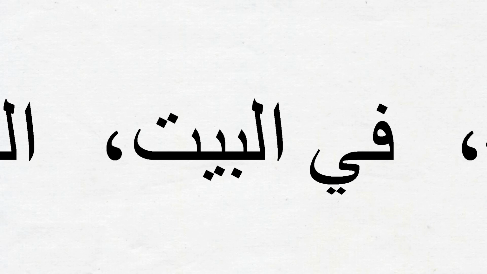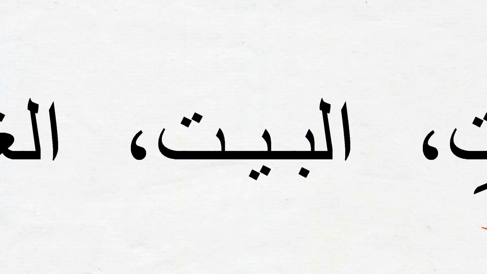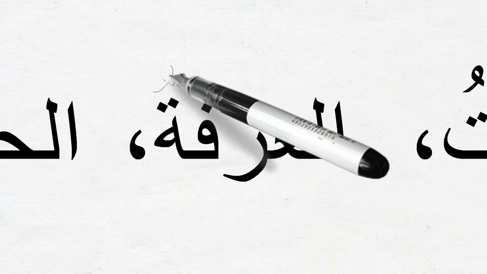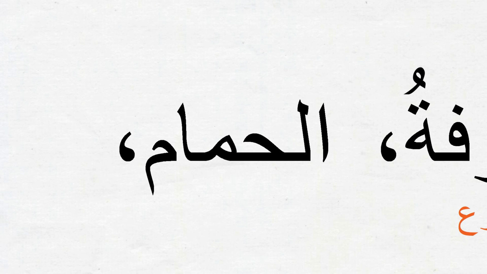Next word. Fil bayti, right? In the house. We've got another jar majrur phrase here. Fi is harf jar and al-bayti is ism majrur. Next one. We've got an ism by itself. What was the default normal state of ism? Marfu'. We've got to read this as al-baytu, the house. Next. Al-ghurfatu. Good. Because again, this ism is coming by itself. It needs to end with u because it is marfu'. Al-ghurfatu, the room.